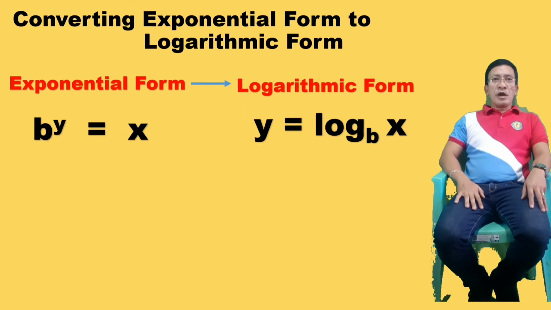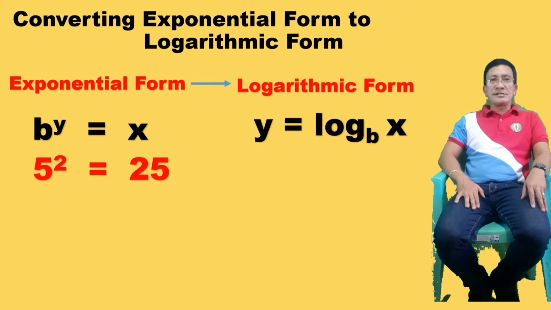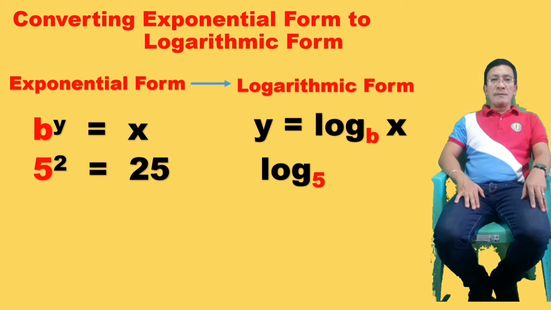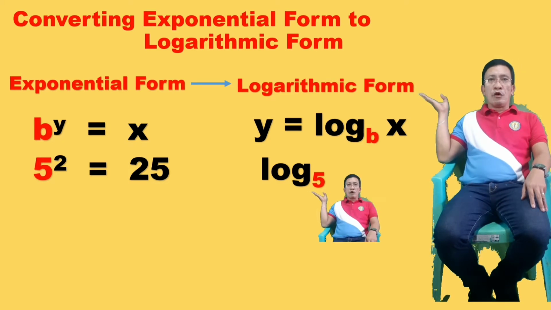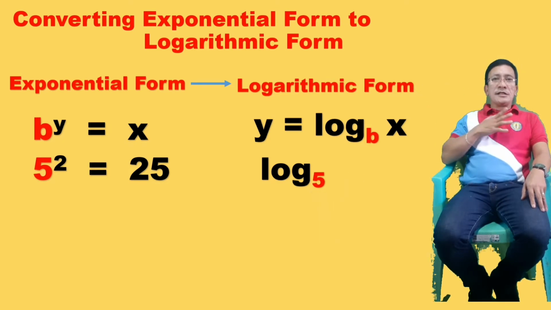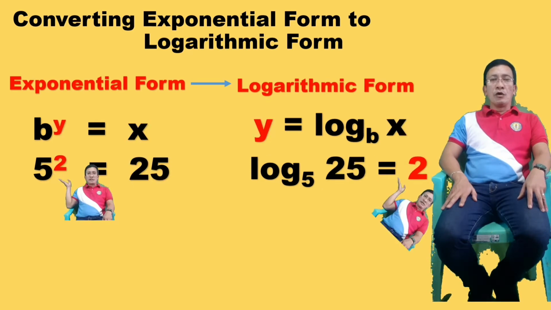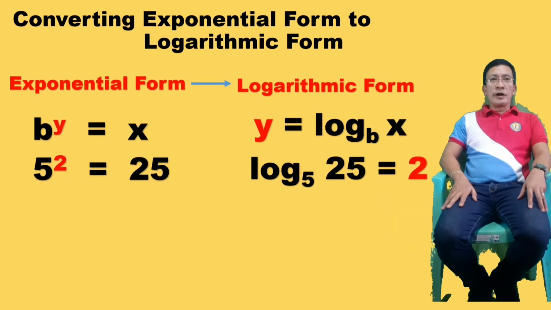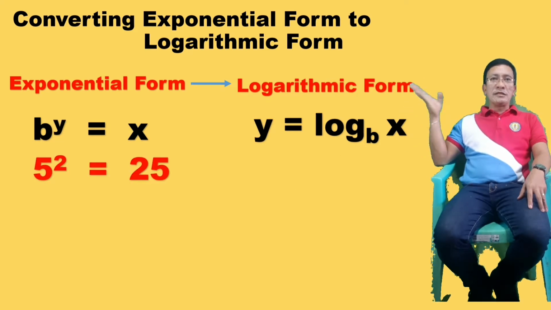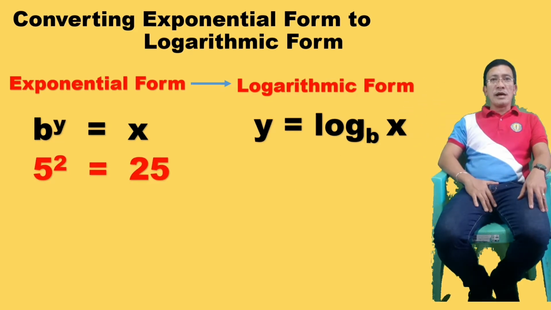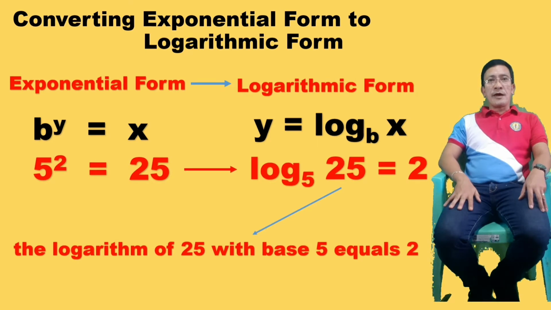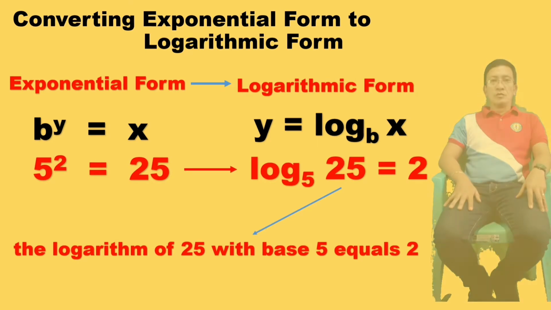Example: the exponential form 5 squared equals 25, in logarithmic form, the base 5 will be written as a subscript of the expression log, and the power 25 or the value 25 will be the basis of computation of the logarithm, and the exponent 2 will be the value of the logarithm. Therefore, 5 squared equals 25 in logarithmic form is the logarithm of 25 with base 5 equals 2.